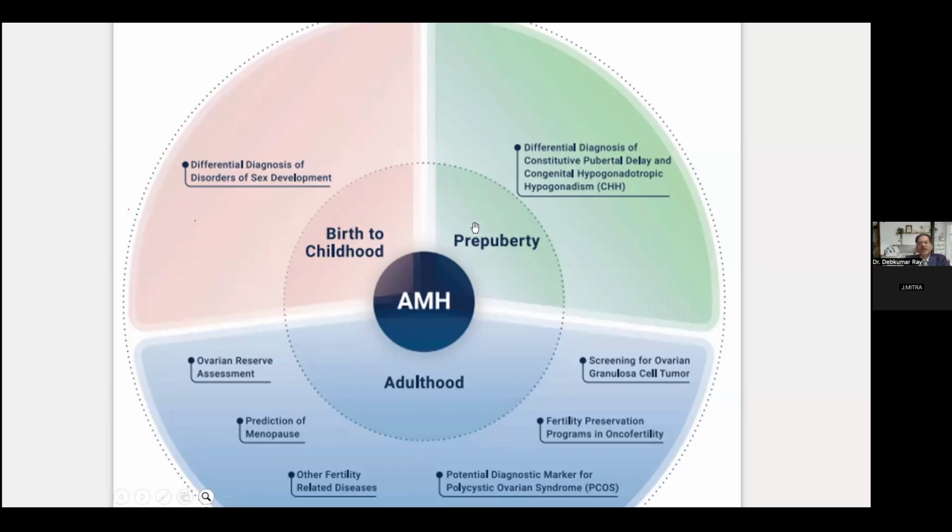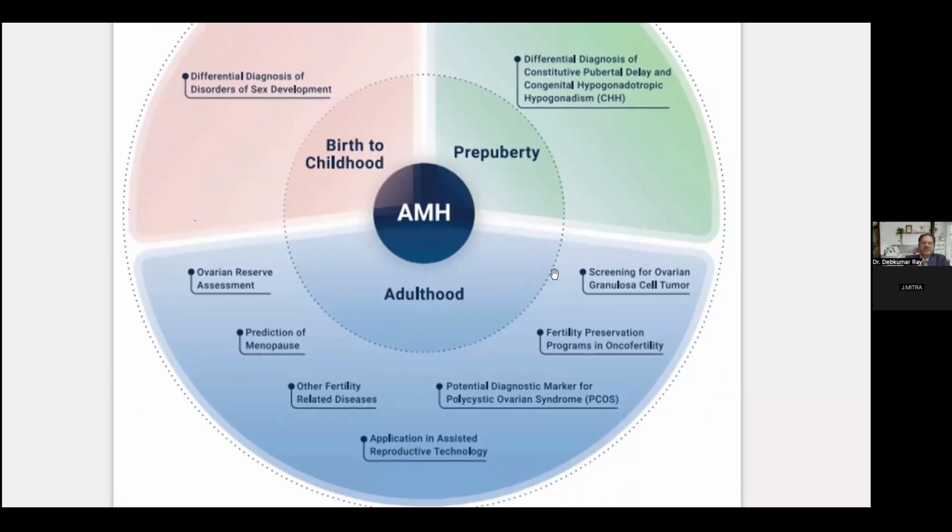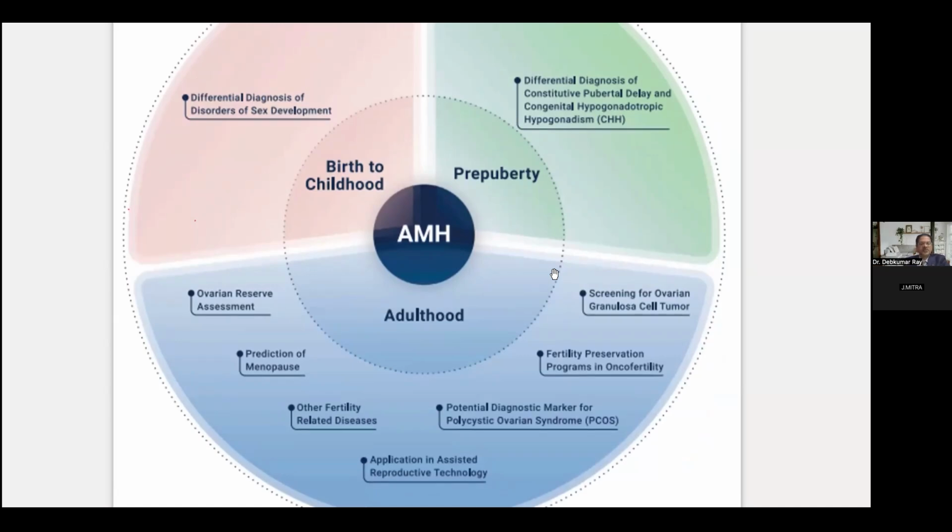The second one is pre-puberty. So we can detect the differential diagnosis of constitutive pubertal delay and congenital hypogonadotropic hypogonadism, like CHH. And AMH is also important in adulthood, where you can assess the ovarian reserve, and predict menopause or ovarian age. We can detect this by using the assessment of this hormone like AMH, and other fertility related diseases. And for the treatment of infertility, we can assess this as well.